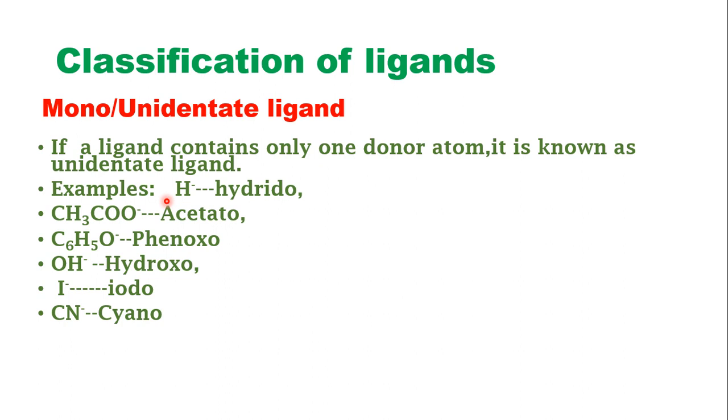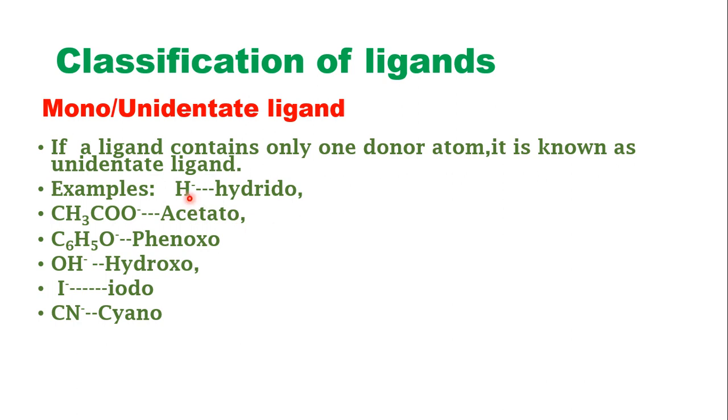For example, I have shown here H minus, which is hydrido, CH3COO minus, which is termed as acetato, C6H5O minus, phenoxo, OH minus, hydroxo, I minus, iodo, CN minus, which is cyano. So these are the names of ligands given while you use them in the nomenclature.